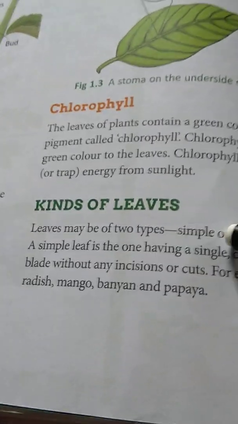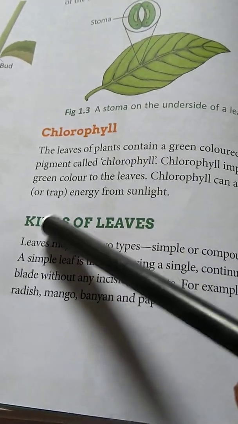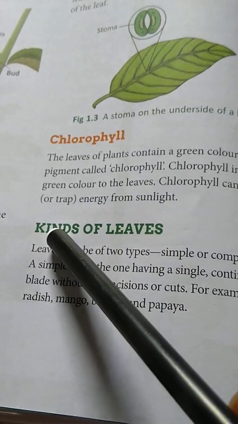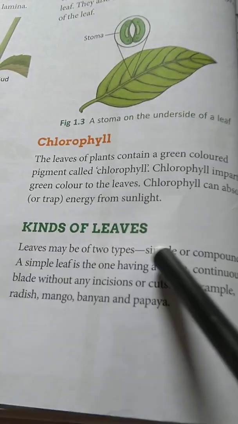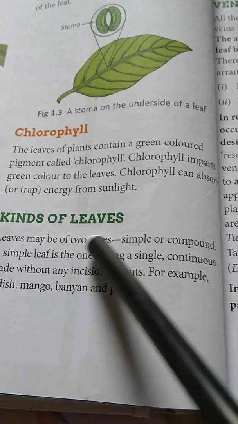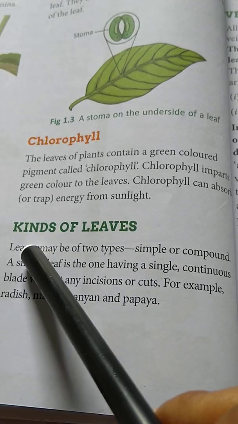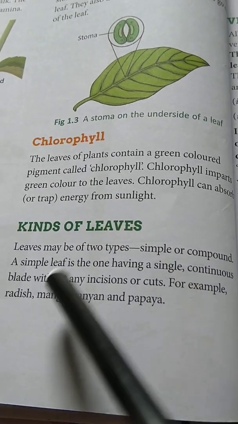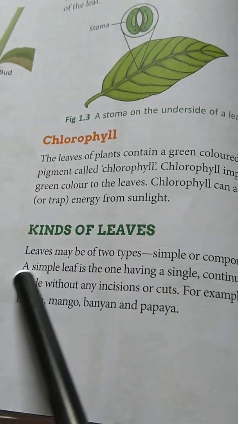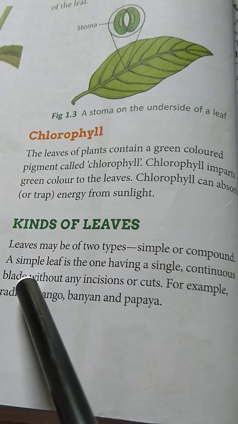In the last class I discussed up to chlorophyll. Today I am going to teach you from the kinds of leaves. Kinds of leaves. Leaves may be of two types, simple and compound. So underline this word, simple or compound. What is a simple leaf? A simple leaf is one having a single continuous blade.